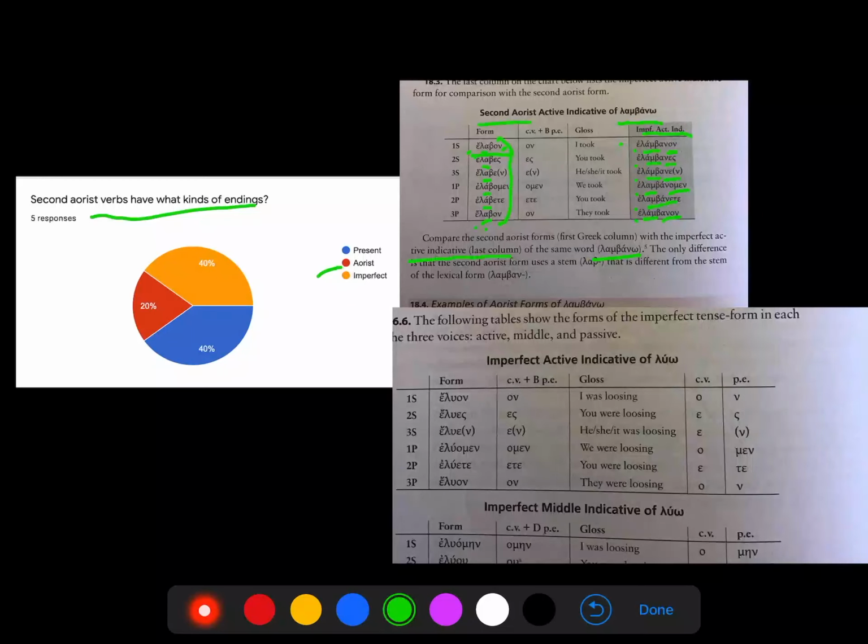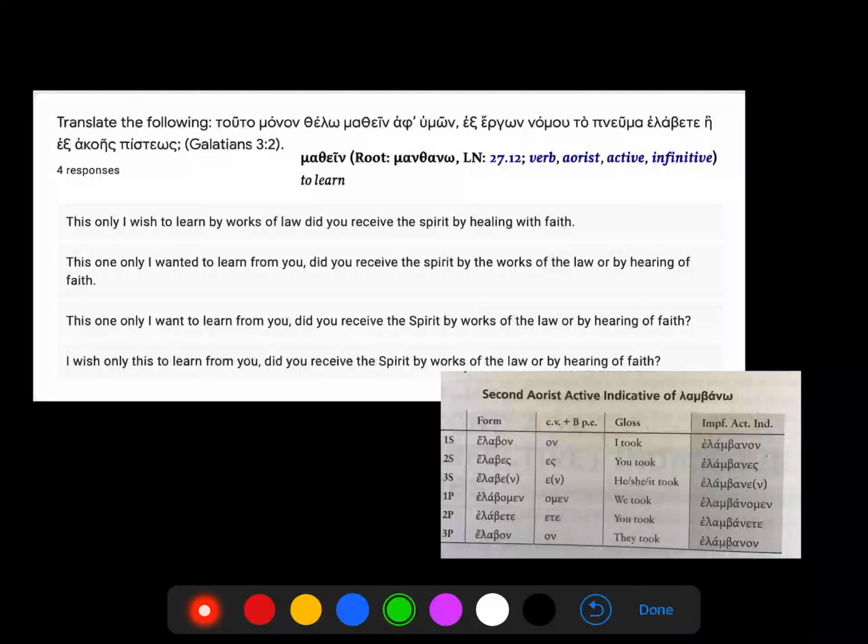Okay, so please review that so that you understand it. There are a lot of second aorist verbs in the New Testament. Actually, to be technical, there aren't that many of them. They just are the ones that occur most frequently. The verbs that are translated aorist most frequently, or are in aorist form most frequently in the New Testament, are second aorist verbs. So you need to know this. Okay, and let's practice some second aorist translations.